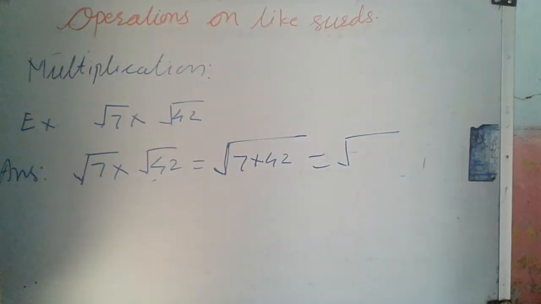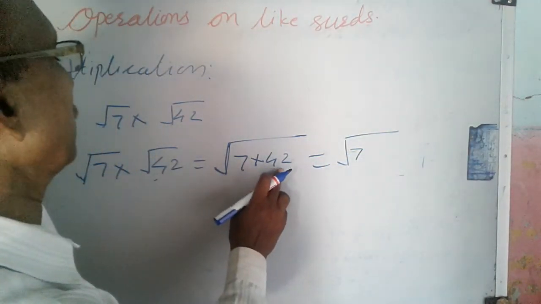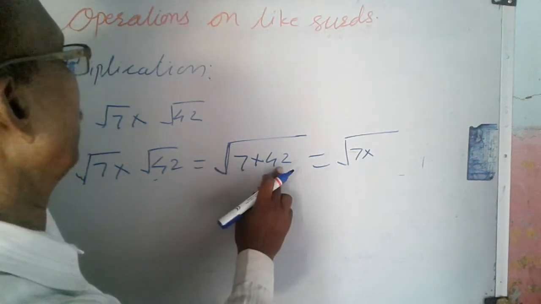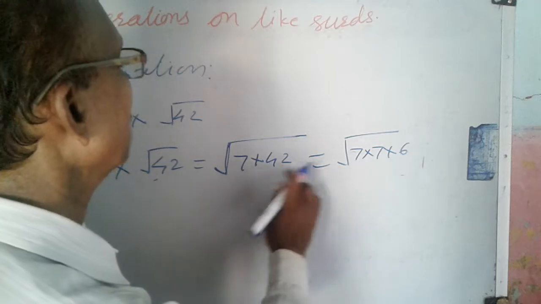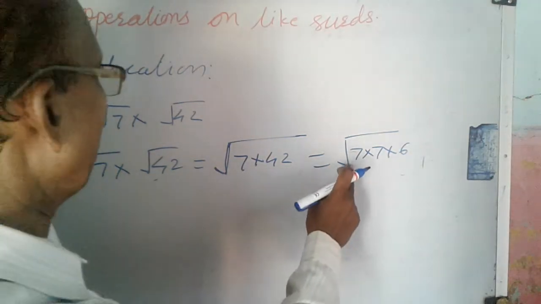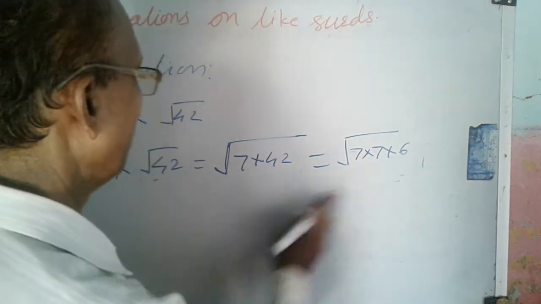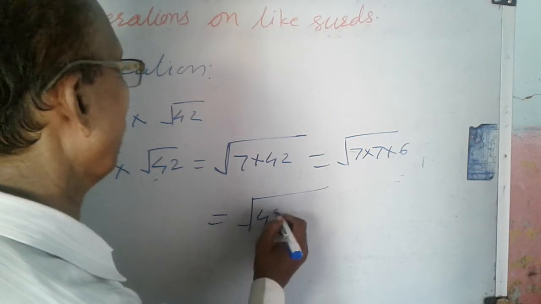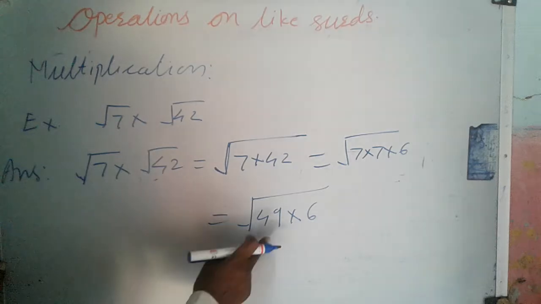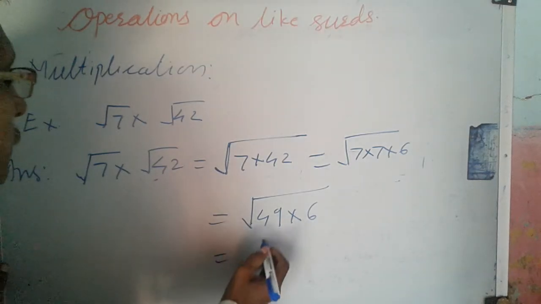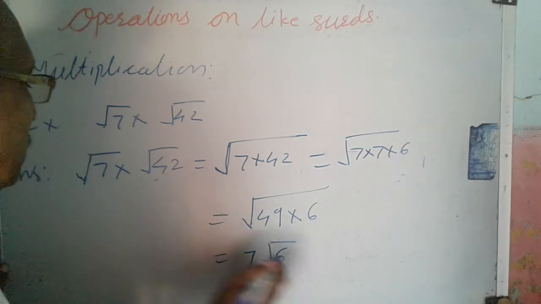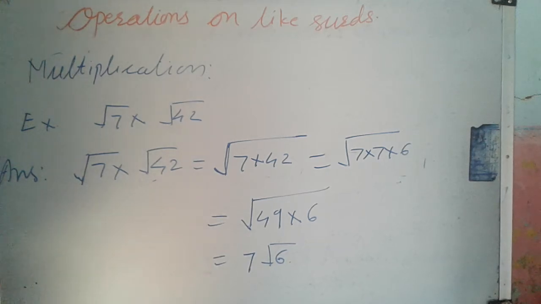That is equal to this multiplication. After multiplication, we keep 7 as it is. We can find the factors of 42. 7 as it is, and factors of 42 are 7 multiplied by 6. 7 times 6 is 42. That means 7 into 7, 49 multiplied by 6. Now 49 is a perfect square. So take the square root of 49. Square root of 49 is 7, root 6. So the multiplication is 7 root 6. And 7 root 6 is an irrational number.